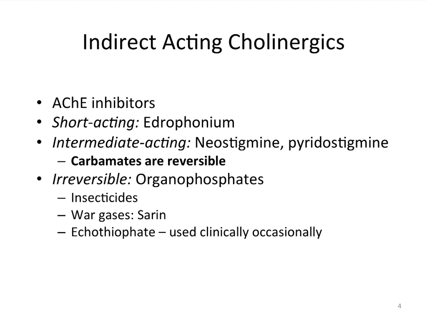Now, the indirect acting cholinergics, for the most part, we're going to categorize as acetylcholinesterase inhibitors. And so they can be broken down into those that are short-acting and intermediate acting. These are the ones that are most useful to us clinically because the irreversible ones, the organophosphates, generally are associated with insecticides, war gases, etc. So the ones that are most useful are short-acting ones.